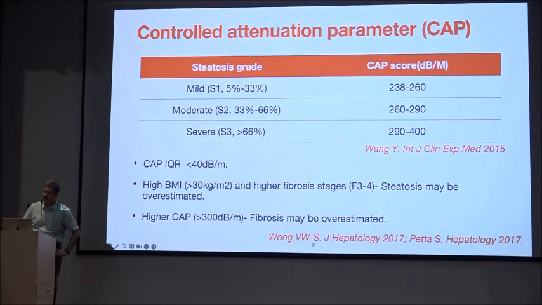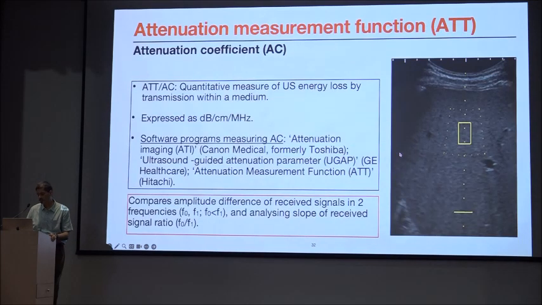This is the most important attenuation imaging, which we all know, where S1, S2, S3 roughly correspond to a CAP value of 238 to 260, 260 to 290, and 290 to 400. This was a meta-analysis, Wang et al., which gave us these cutoffs. But now we also have these attenuation measurements in ultrasound, and what we do is we measure the attenuation coefficients.